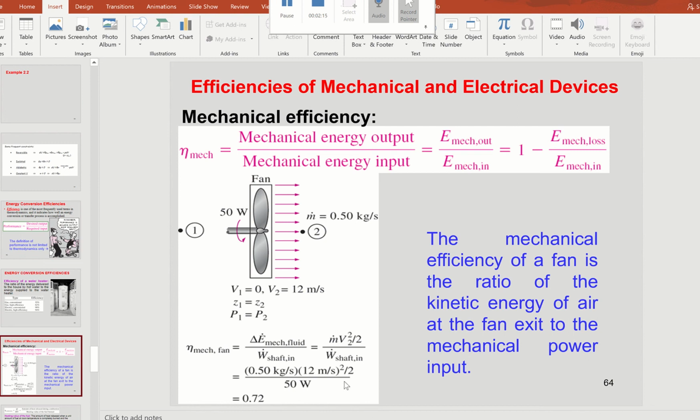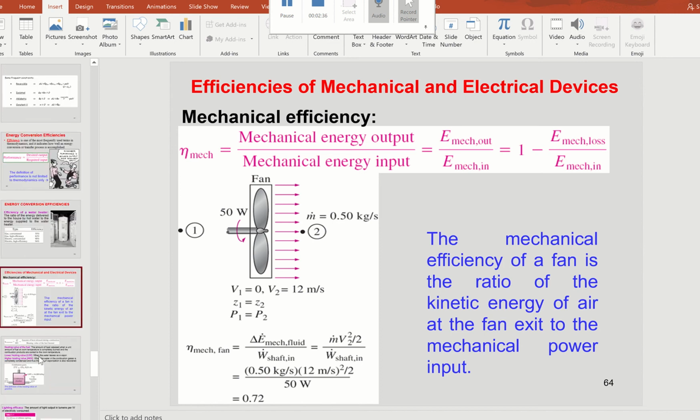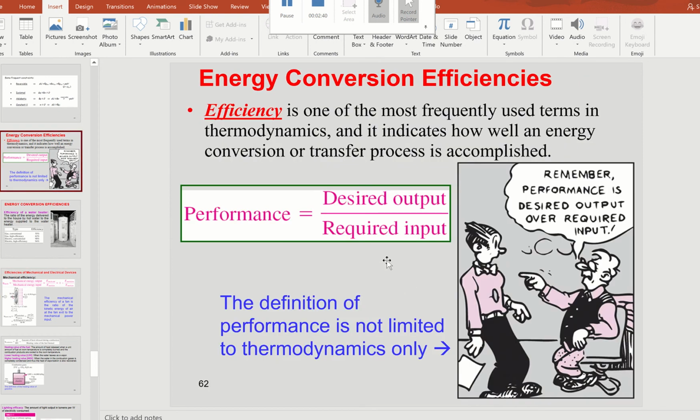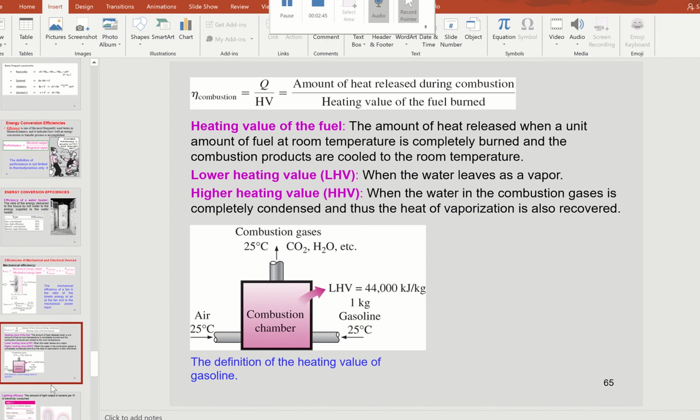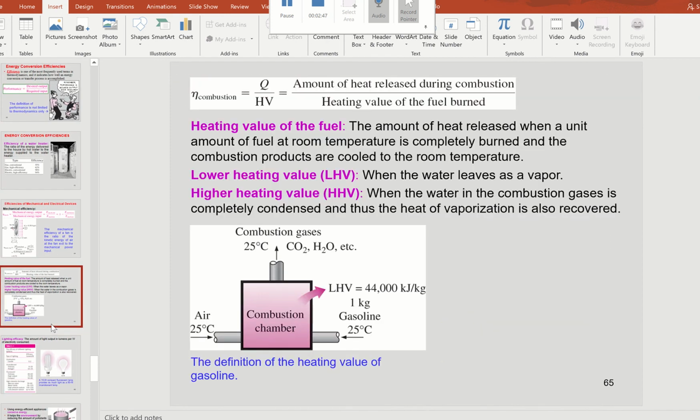So with half m dot v squared as the output, the required input is 50 watts electrical, right? That's electrical turning to the shaft turning, 50 watts. Then that can help you calculate the efficiency. Here that's the symbol eta, the efficiency symbol. Okay. So in all, efficiency can be described as desired output over what's required input.